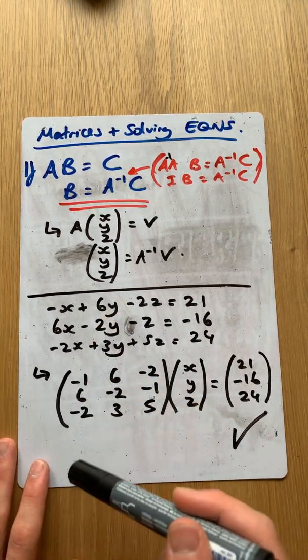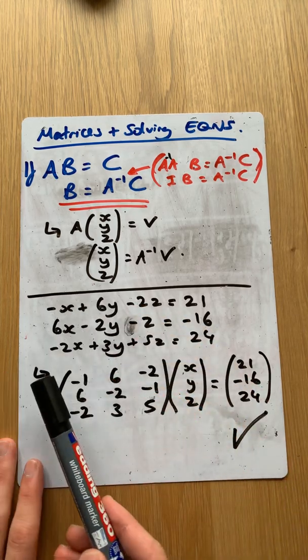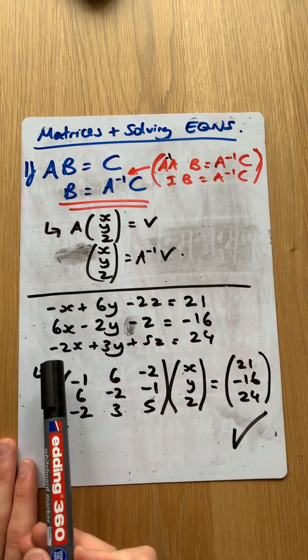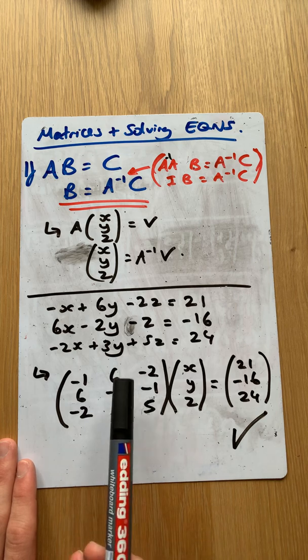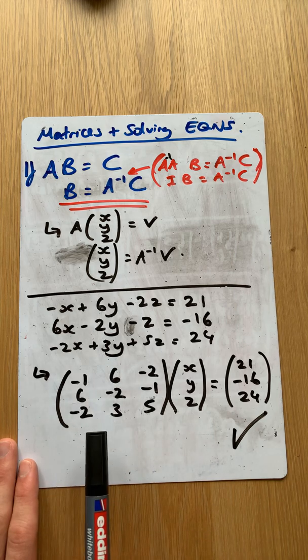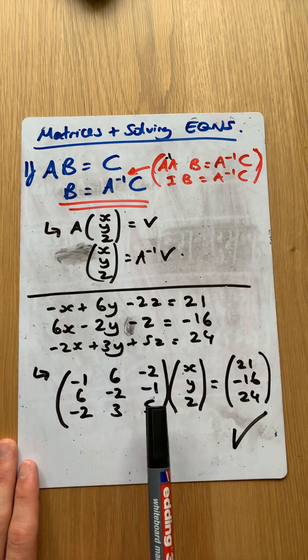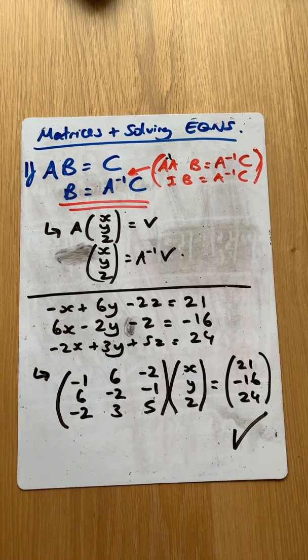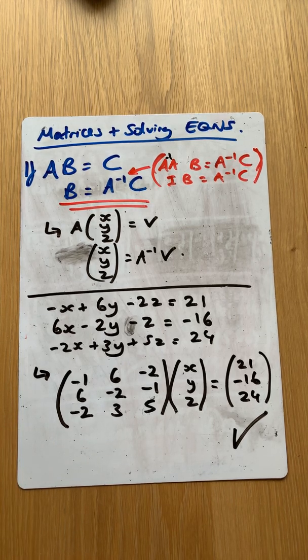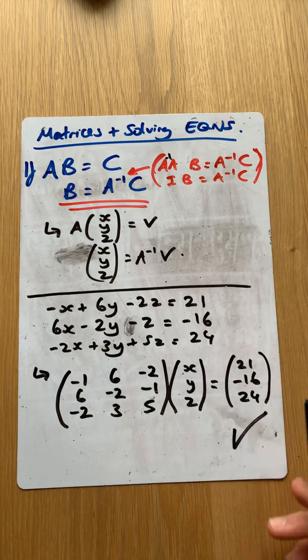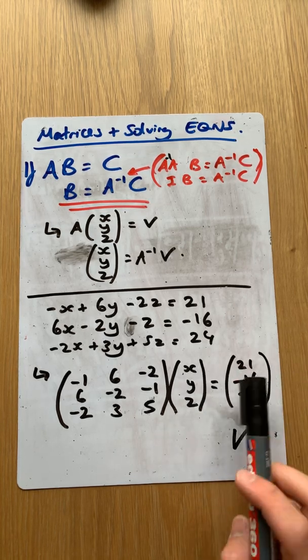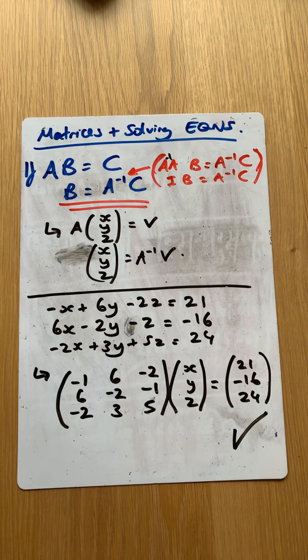Okay, all we're going to do is in our left-hand column, we're going to have all of our x coefficients, minus 1, 6, minus 2. In the middle, we're going to have our y coefficients, 6, minus 2, and positive 3. In our right-hand column, we're going to have minus 2, minus 1, and 5 for our z coefficients. And we're going to say if we times that by x, y, z, which in itself is a matrix here, we are going to get our answer of 21, minus 16, and 24.